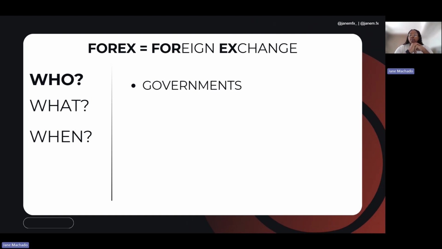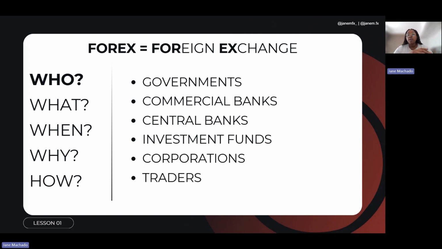So what is forex? Forex stands for foreign exchange. Foreign exchange. Okay? So you can see the highlighted parts of the words there. And who participates in the foreign exchange market? Government, commercial banks, central banks, investment funds, corporations, and us, traders. Okay? Us, the traders, also participate in the foreign exchange market, but we are small fishes in this huge ocean.